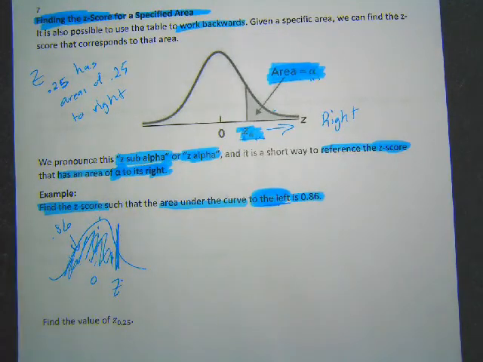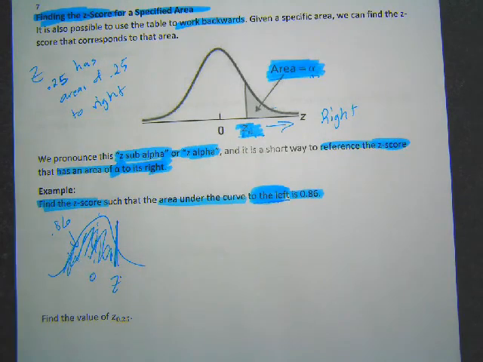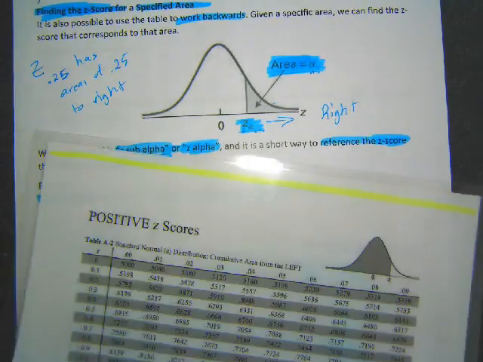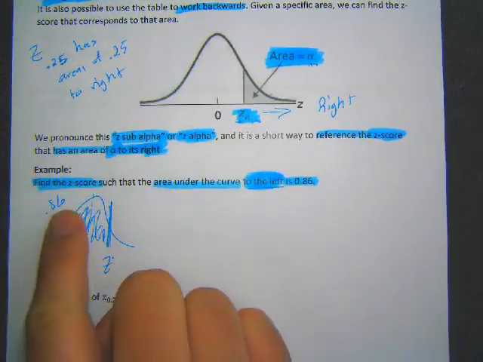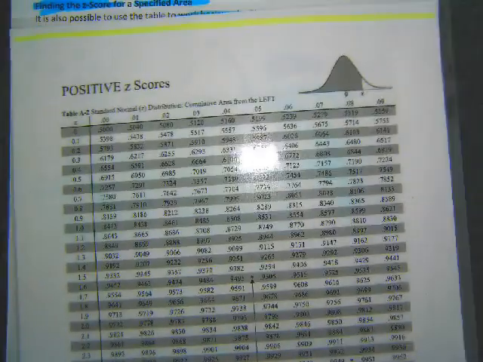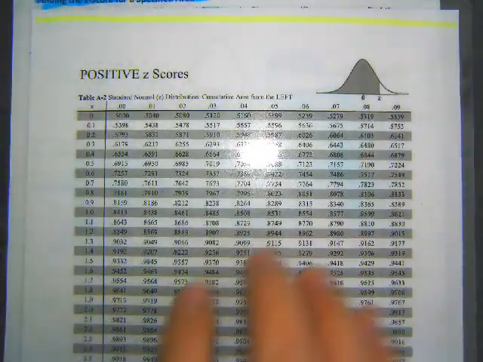Now, we can use our table to do this. You can actually do this with a table. So I'm going to show the table, and then we'll talk about the calculator on the next page. To use a table, first off, I know I'm looking for a positive z-score. I'm going to go to the positive side of my z-scores. And I'm going to look for 0.86 as an area. So instead of a z-score right now, I'm looking for an area because I'm going backwards.